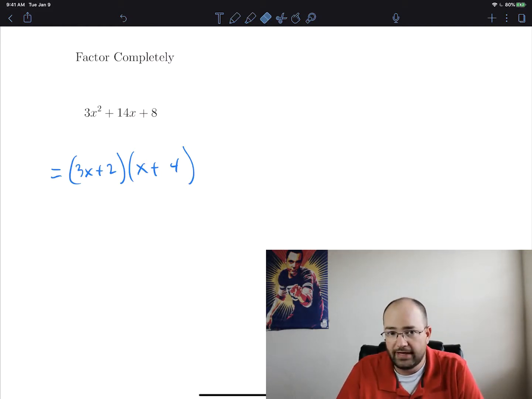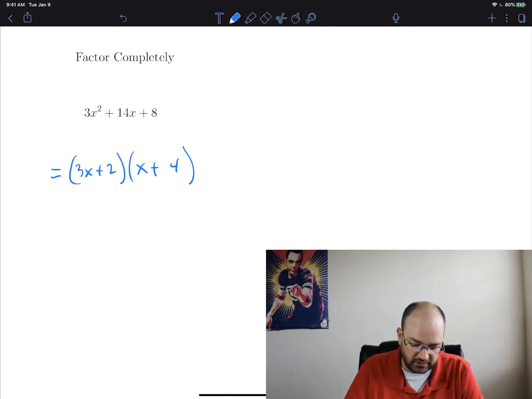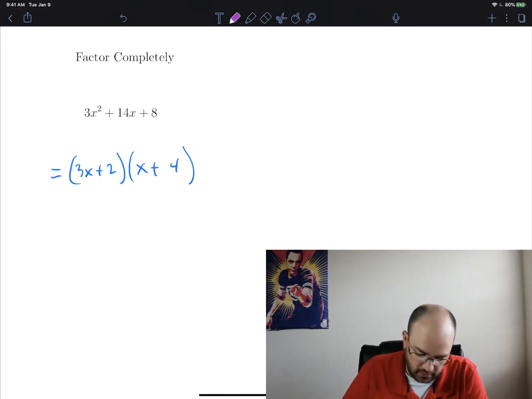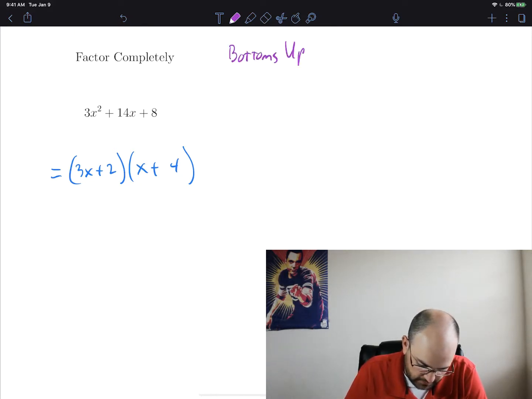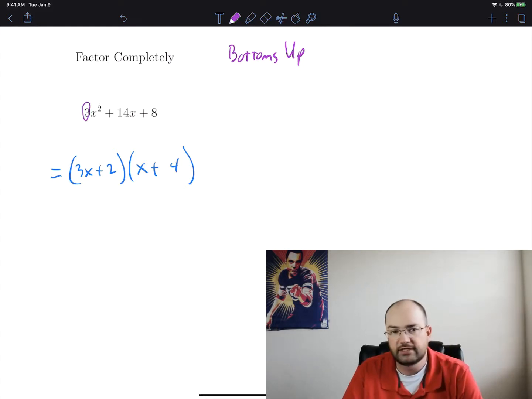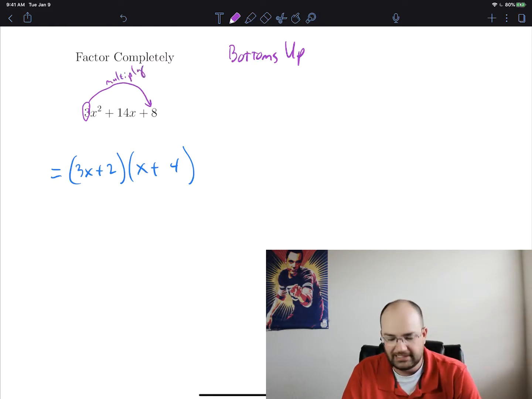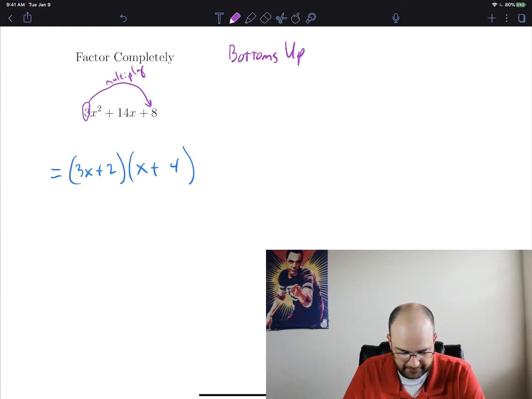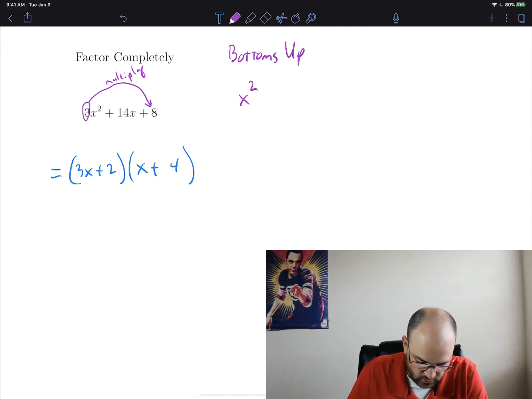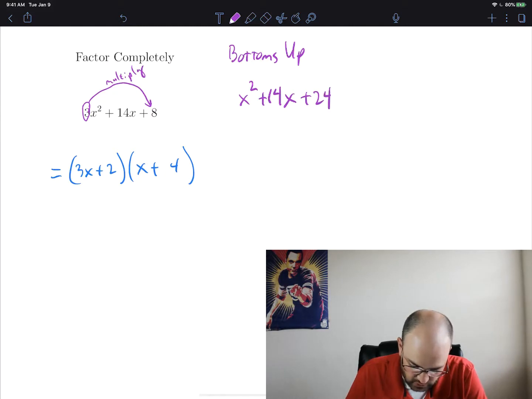But let's just say that you don't know how to do that off the top of your head. So what we're going to do instead is something called bottoms up. To do bottoms up, we deal with that number that's giving us difficulty. So we're going to take this 3, move it over here, and multiply by that 8. And instead of factoring this, we're actually going to factor something completely different. It will be x squared plus 14x plus that 8 times 3, which was 24.